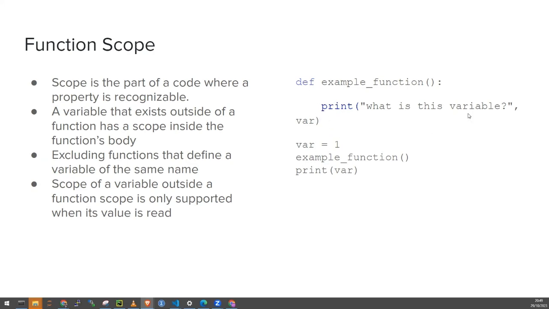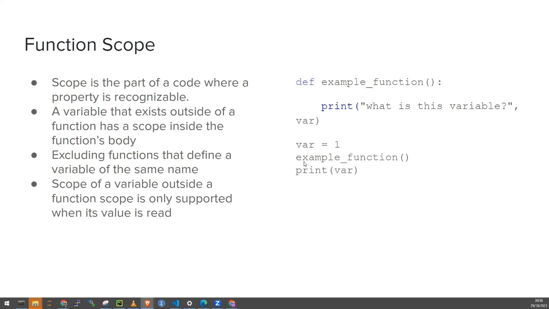Then what it will now do is look for whether it can find this var outside of the function, and you see it'll be there. What is the variable? And this would be 1, right? And then it will still print 1 once you get there. So a variable that exists outside of a function has a scope inside the function body. So that means that just like what I just explained, this variable can be seen within the function, all right?